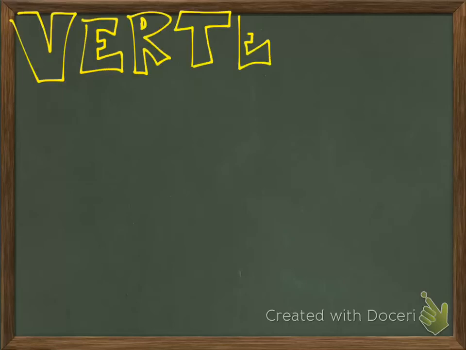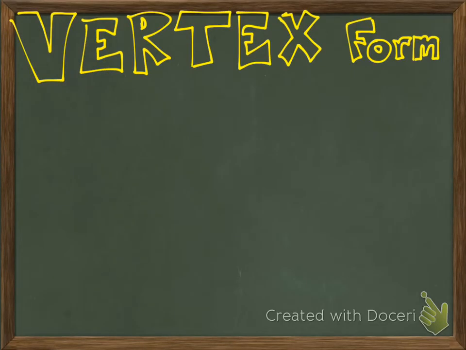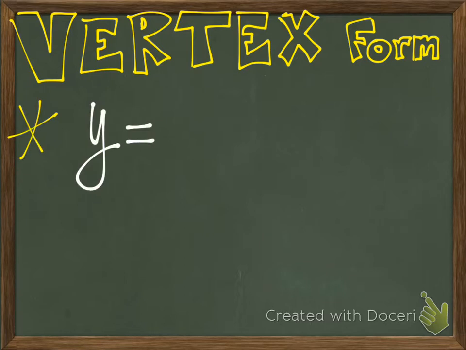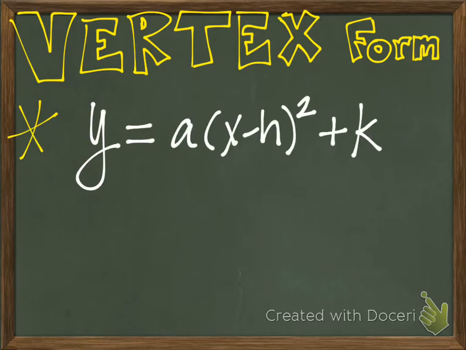The vertex form of a parabola. So basically this focuses on transformations. You're going to want to write that equation down. That is the general vertex form of an equation of a parabola.